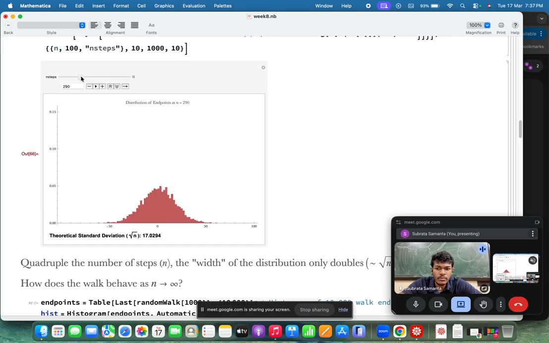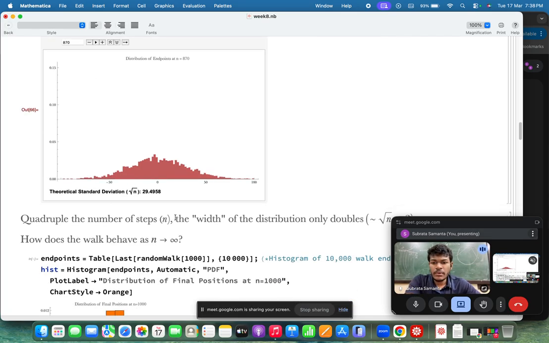Now if you increase more and more and more, the average is still at 0, but the distribution is basically spreading over n, because the square root of n increases. So, it has become clear how the distribution spreads over time, or over n.